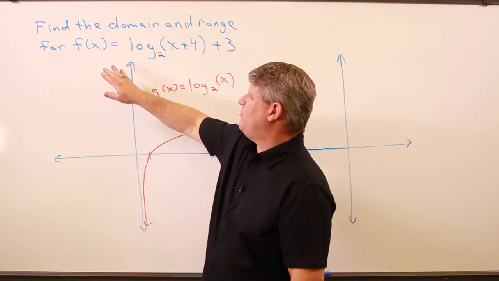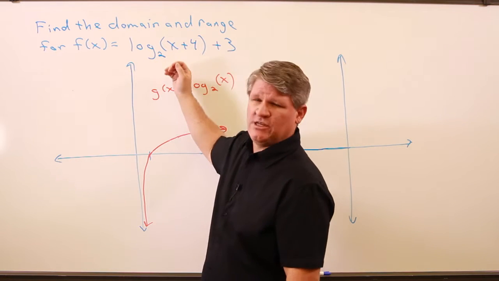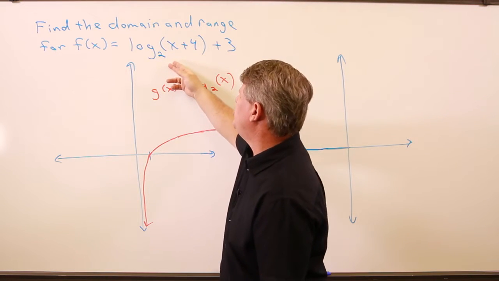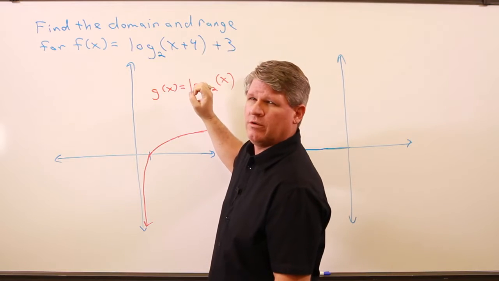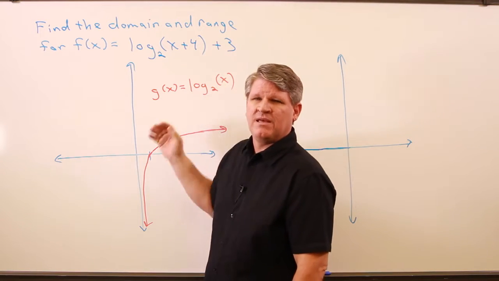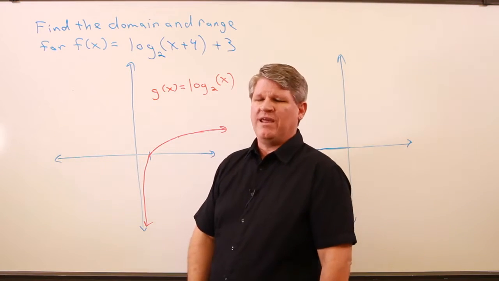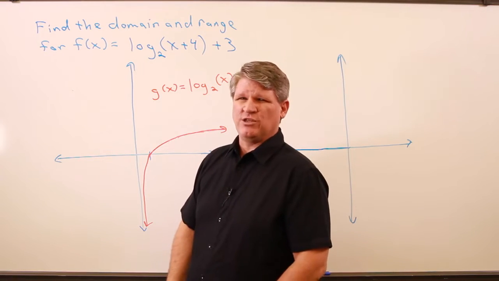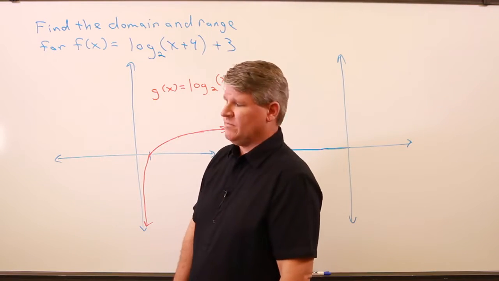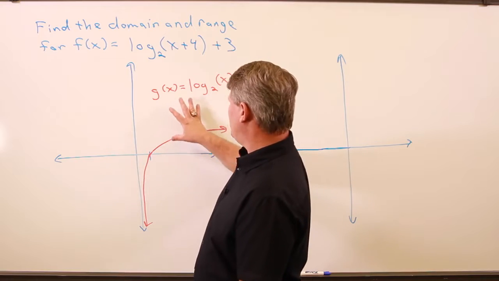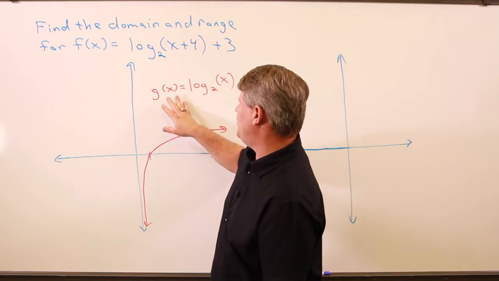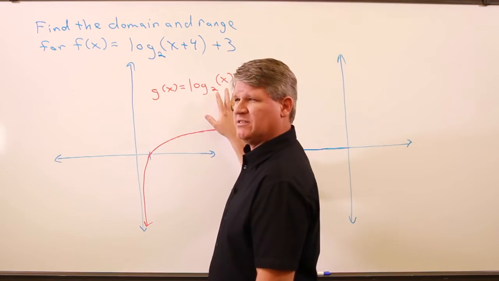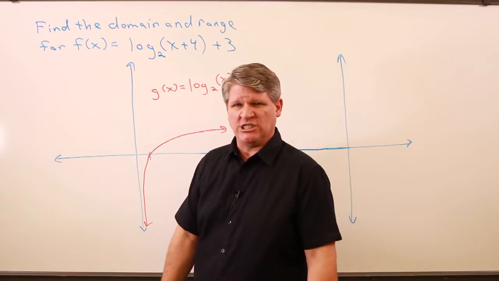We are asked to find the domain and range of the function f of x is equal to log base 2 of x plus 4, plus 3. The easiest way to find the domain and range of a function is to think about what its graph will look like. In this case, I've started off with the basic graph g of x equals log base 2 of x. This is a graph that has no translations.